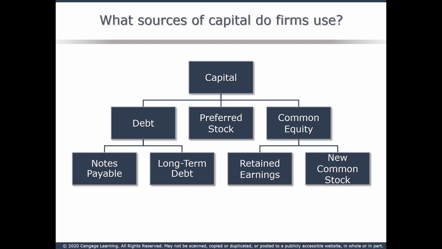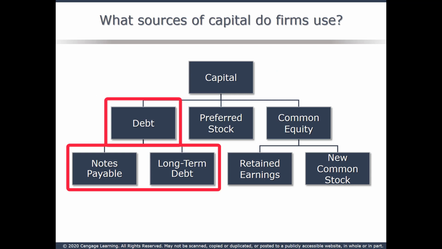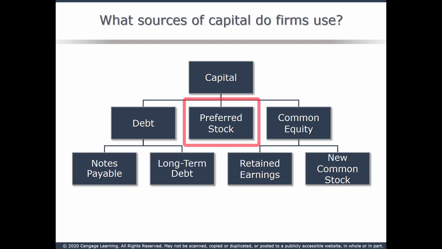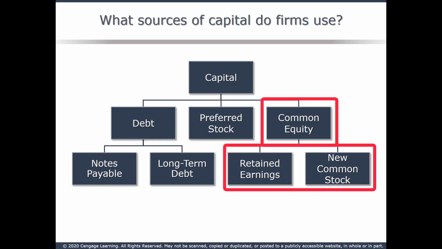A firm acquires capital from a variety of sources. Debt can come from short-term notes payable or long-term debt. We would only consider notes payable as a source of capital if a firm uses it continuously as a source of financing. We won't be including it in our study. Preferred stock is clearly a source of capital. Common equity capital can come from two sources: retained earnings and newly issued common stock.